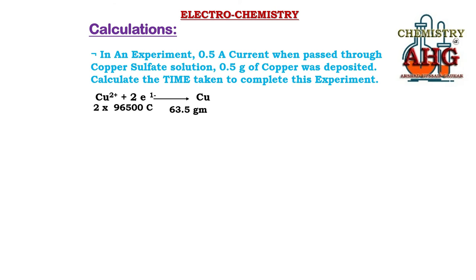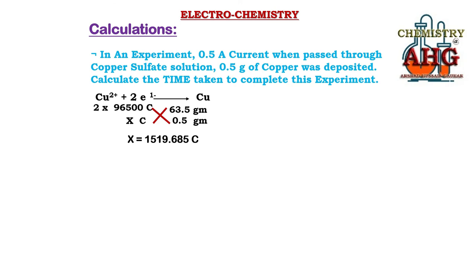Now look at the information available in the question. It is 0.5 gram of copper. So how much charge would 0.5 gram of copper require? We can write x coulomb is equal to 0.5 gram of copper. Cross multiply. The charge needed to deposit 0.5 gram of copper is 1519.685 coulombs. Now this is the charge that we require to complete this experiment.